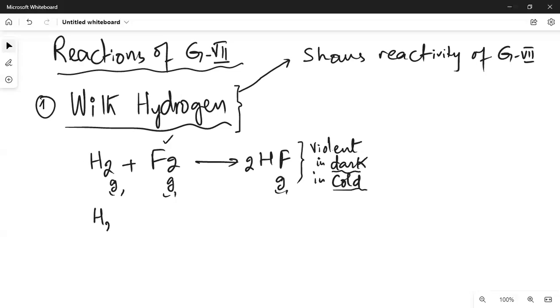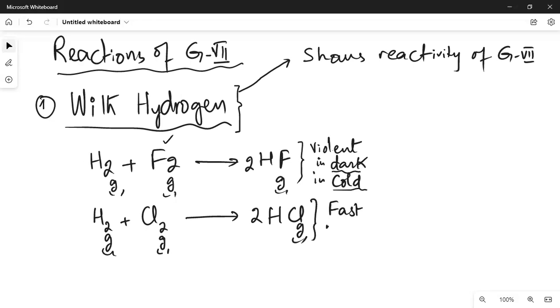But when it goes to chlorine, the product will be same, 2HCl, gaseous, balanced, same moles and all, gas and gas. But this reaction needs UV light. So it's a fast reaction, but needs UV light. It won't happen in dark and very low temperature. तो इसको बस room temperature पे you give UV light, so it will be happening quite fast.